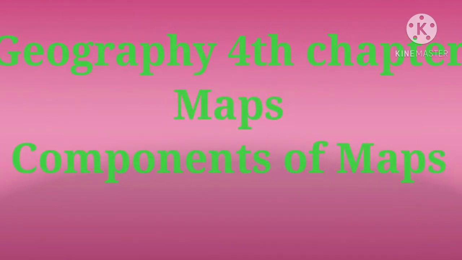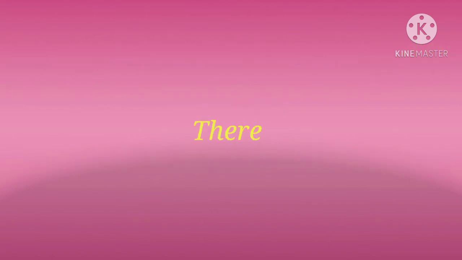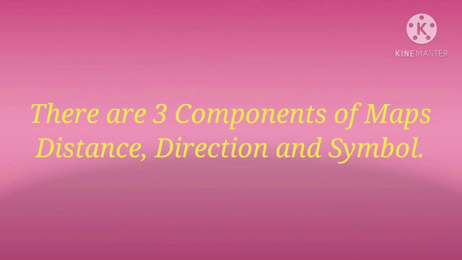Okay, children, in our last class we started the fourth chapter, geography maps. In that video, we were discussing different types of maps, the importance of maps, and the components of maps. There are three components of a map: distance, directions, and symbol. In that, we discussed distance in detail. Today, I am going to explain directions and symbols.